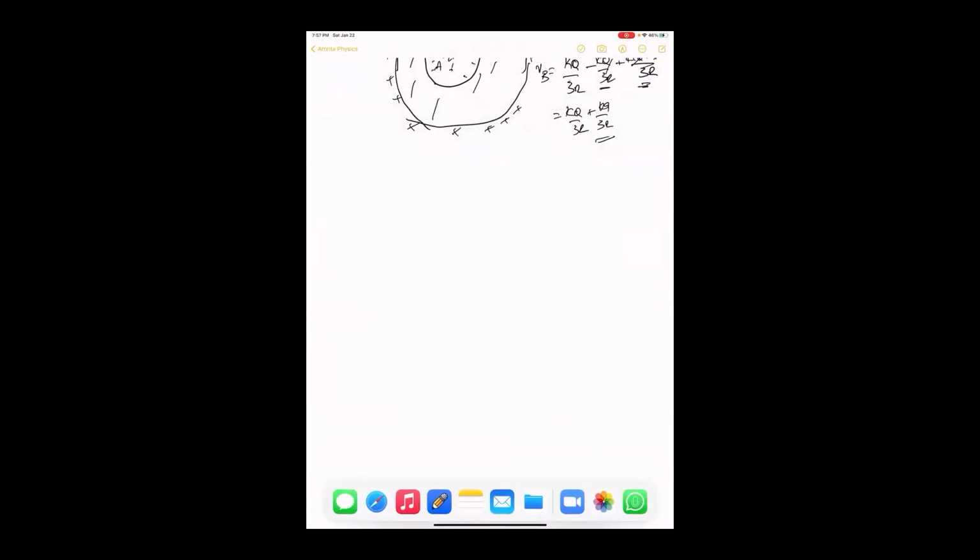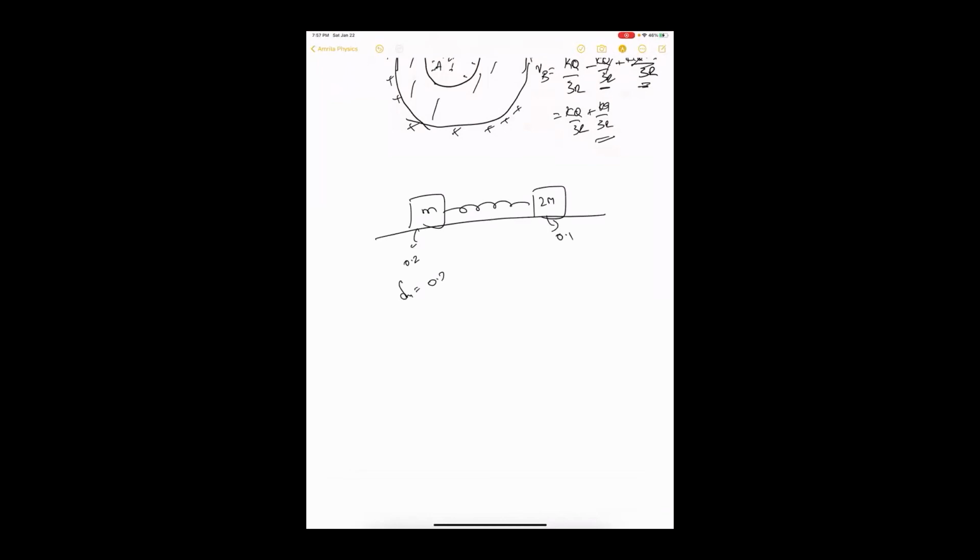Let me see, Nishant. Can I copy this? There are two blocks, M and 2M, attached by the spring. Friction here is 0.2 and here it is 0.1. So the maximum friction F max is mu mg, 0.2 mg, and here also F max is 0.1 into 2 mg, so 0.2 mg. So the frictional force is the same on both sides. Spring constant is not mentioned.